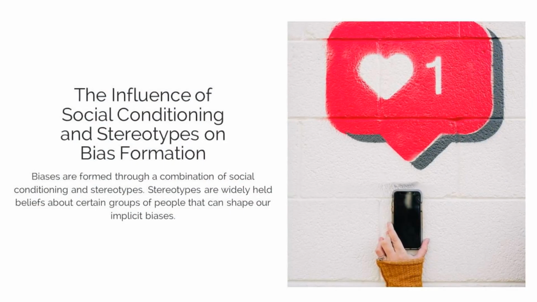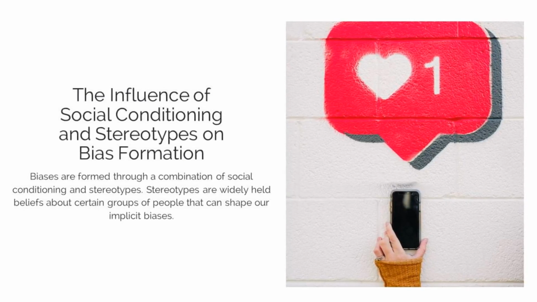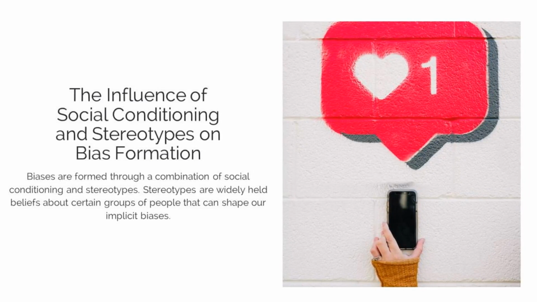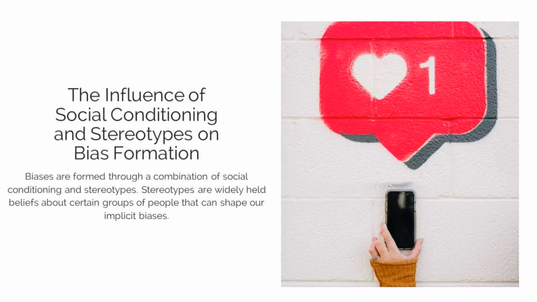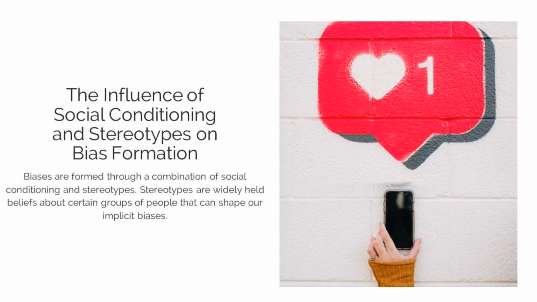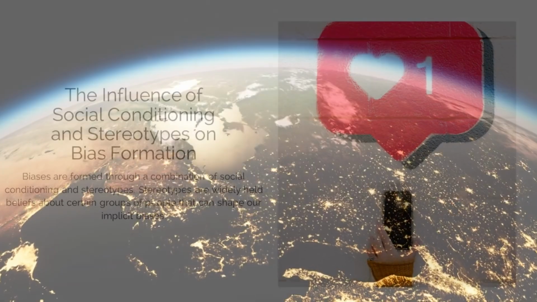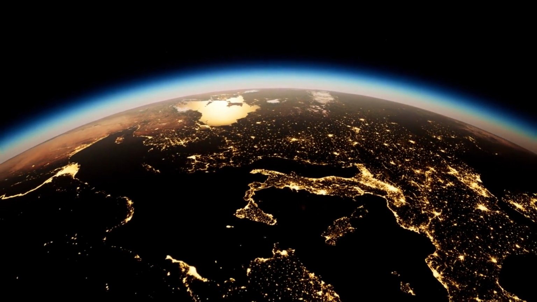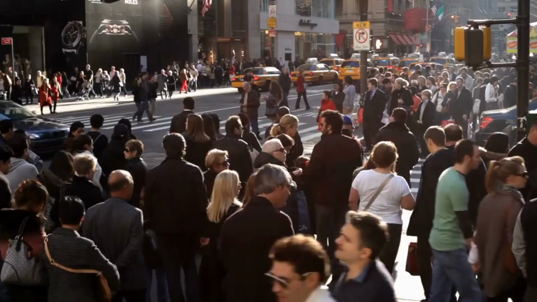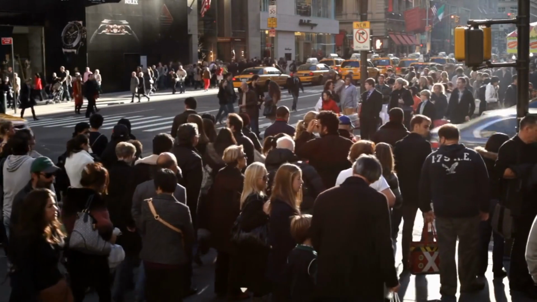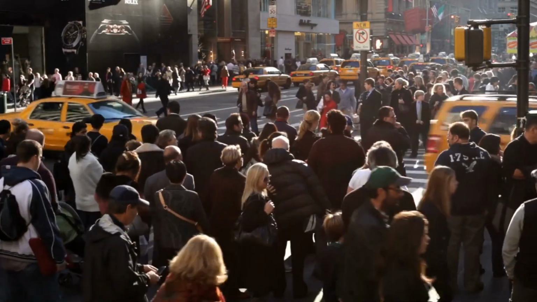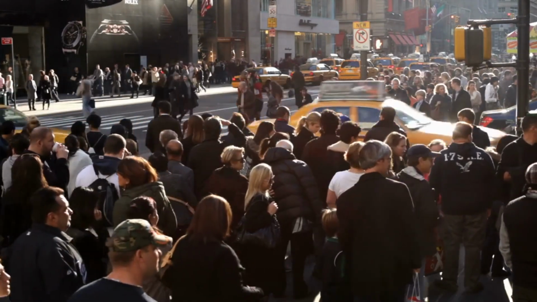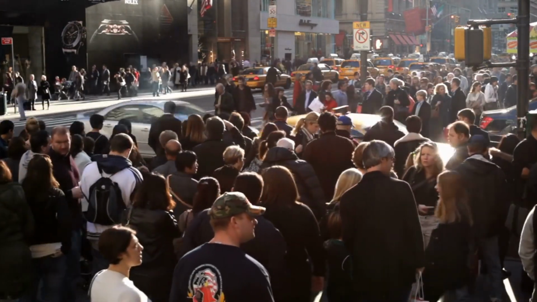How biases form: social conditioning and stereotypes. Biases don't just pop up out of nowhere. They are formed over time and are heavily influenced by our social environment, experiences, and upbringing. It's human nature to categorize and simplify the complex world around us. That's where stereotypes come in. They are widely held simplified ideas or generalizations about certain groups of people. Stereotypes can feed into our implicit biases, impacting our behavior without us realizing it.